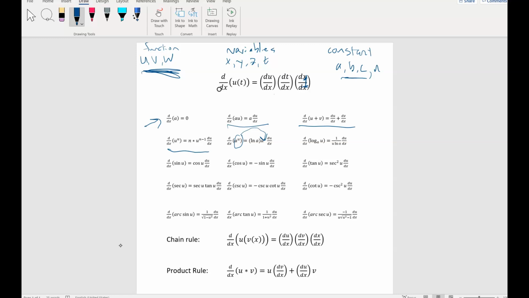Okay, so for example, if I was taking y equals, say, 5 to the x, the derivative of that would be natural log of 5 times 5 to the x times the derivative of x, which is just 1, so I don't need to write that. The derivative of x with respect to x is just 1.